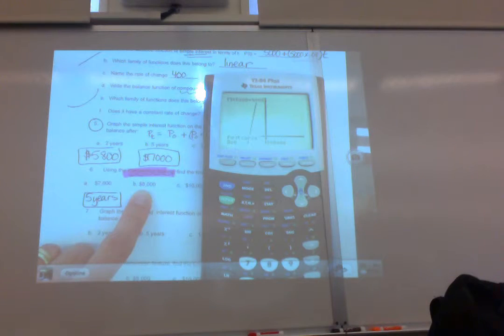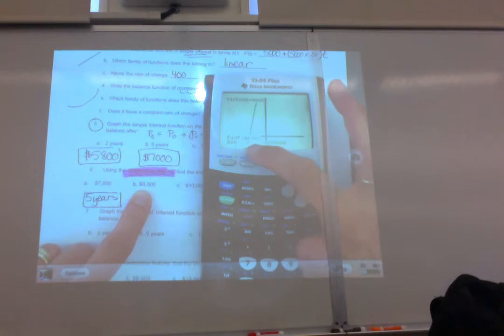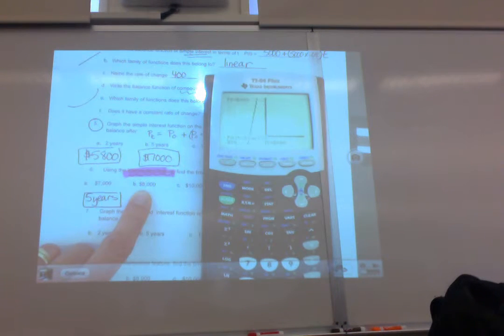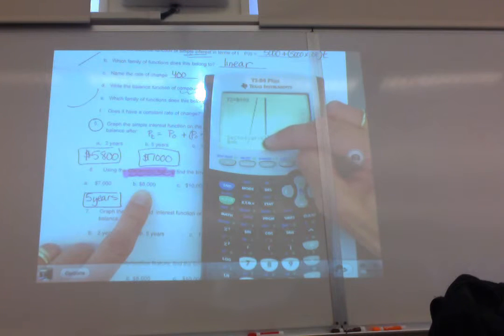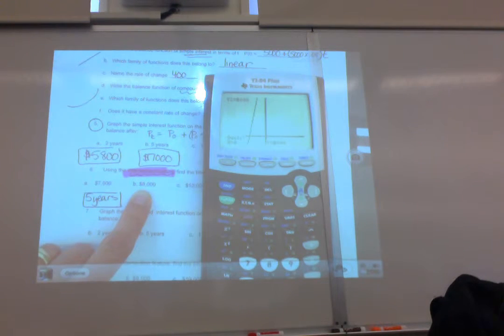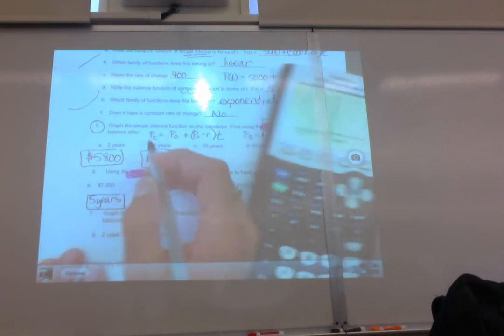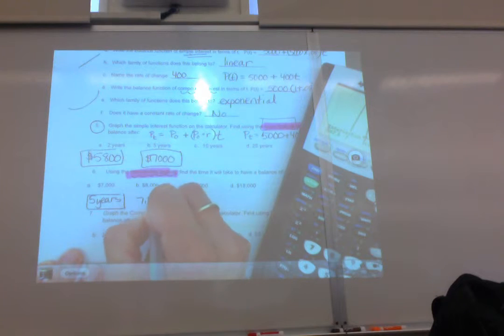I can't see mine, but let's see if I can get it without seeing. It says first curve, I'm going to push enter. It says second curve, I'm going to push enter. It says guess, I'm going to push enter. And great. I see a Y of 8,000. What does the X say? 7.5 years.